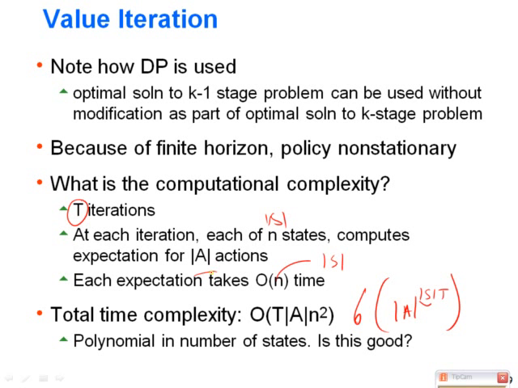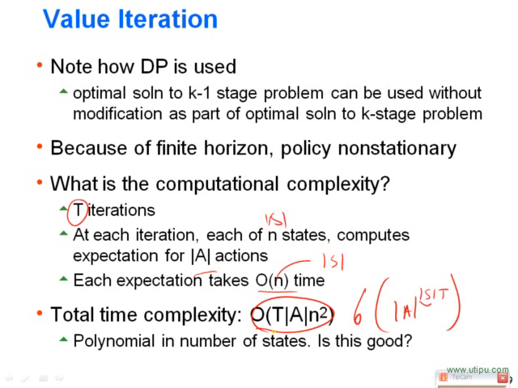And then each expectation takes O(n) time, because you can essentially go to any of the states. These actions can take you to the other states in the next level. So the total time complexity is T times A times n square, or S square.